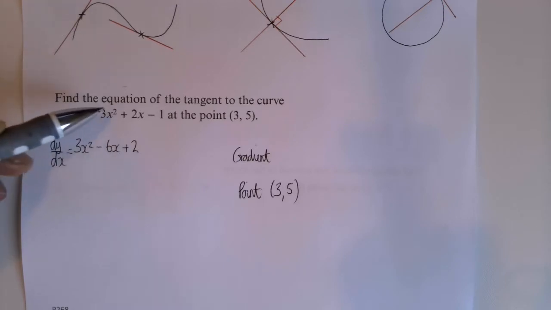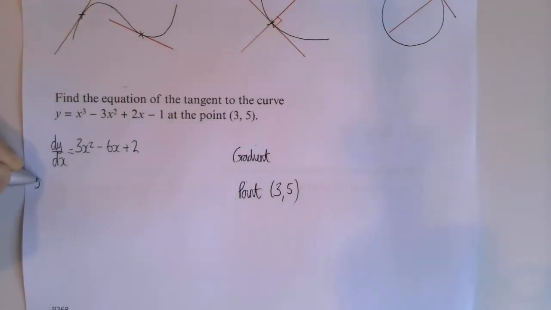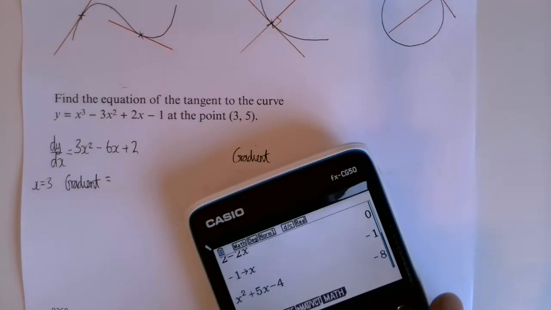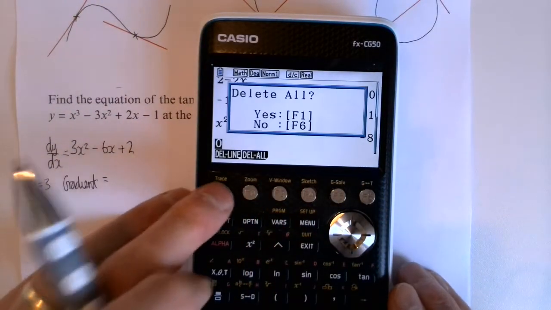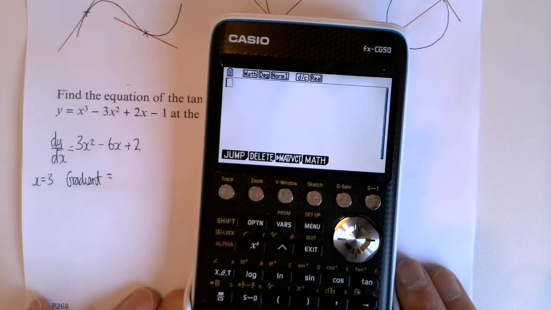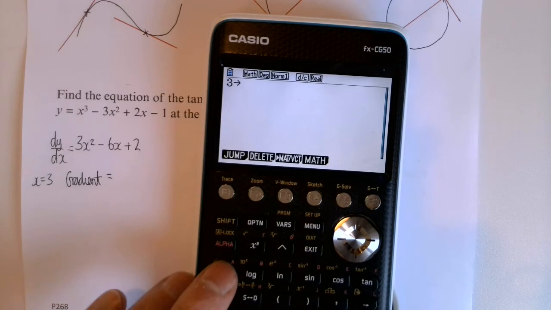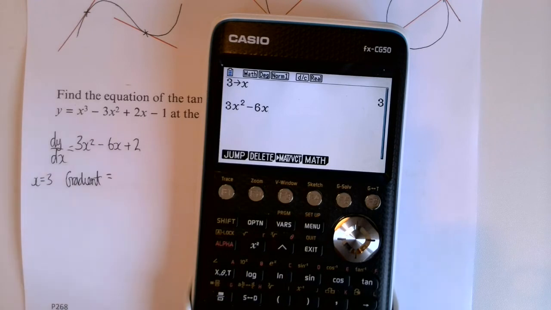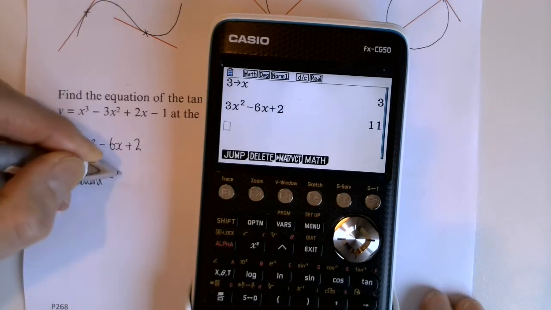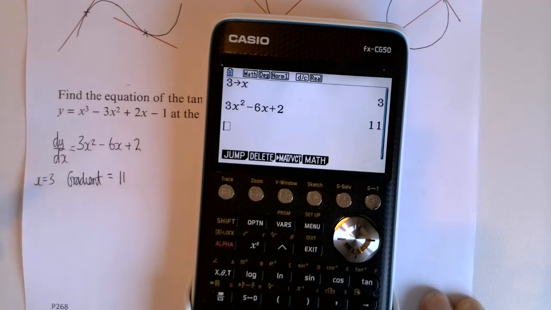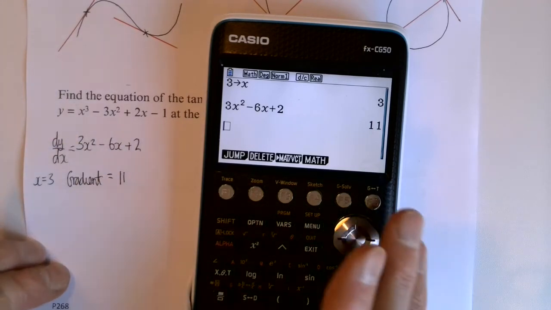Multiply by the power, reduce the power by 1, multiply by the power, reduce the power by 1, multiply by the power, reduce the power by 1, but we know that just becomes 2. And substitute in my value. And I'm really going to hammer this. I know you could easily substitute x is 3 into that, but I want to encourage you to use the calculator when you can. So I'm going to store 3, and I'm just going to type in 3x squared minus 6x plus 2. You'll see why I want you to do it this way, because we get some really weird and wonderful ones. So the gradient's 11.